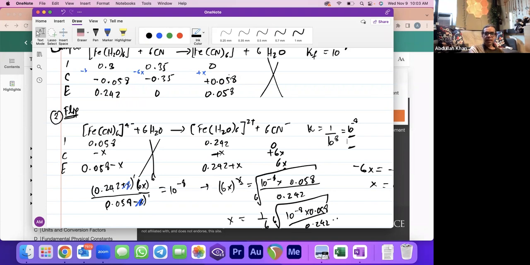But the question said, what is the concentration of Fe2+ at equilibrium? Fe2+ is the same as Fe with water. So it's that. So when you solve for x, you've got to add it to 0.242 to tell them what the answer is.